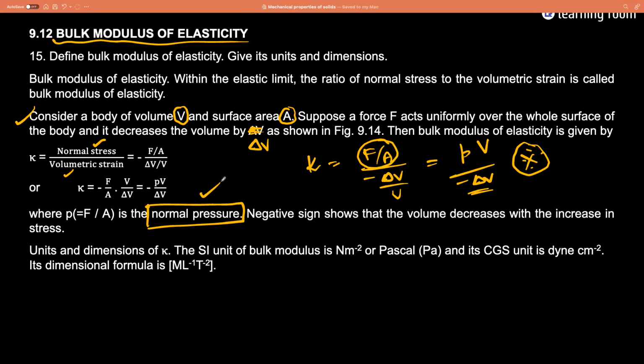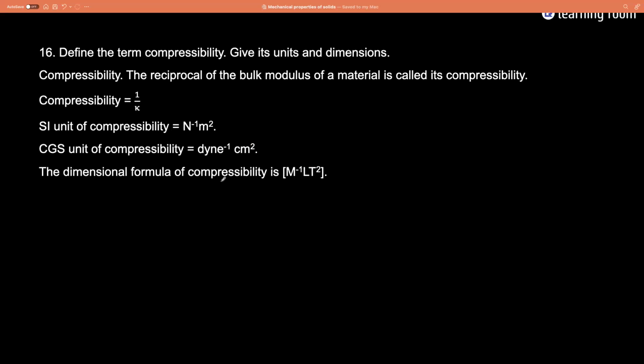Now we are able to understand that when you apply a hydrostatic stress, what is happening to the object? It is getting compressed. So we need to see another term called compressibility. It states something like this: the reciprocal of bulk modulus. If you take the reciprocal of bulk modulus, it is called compressibility. That's it. Simplest definition. Reciprocal of bulk modulus is compressibility.